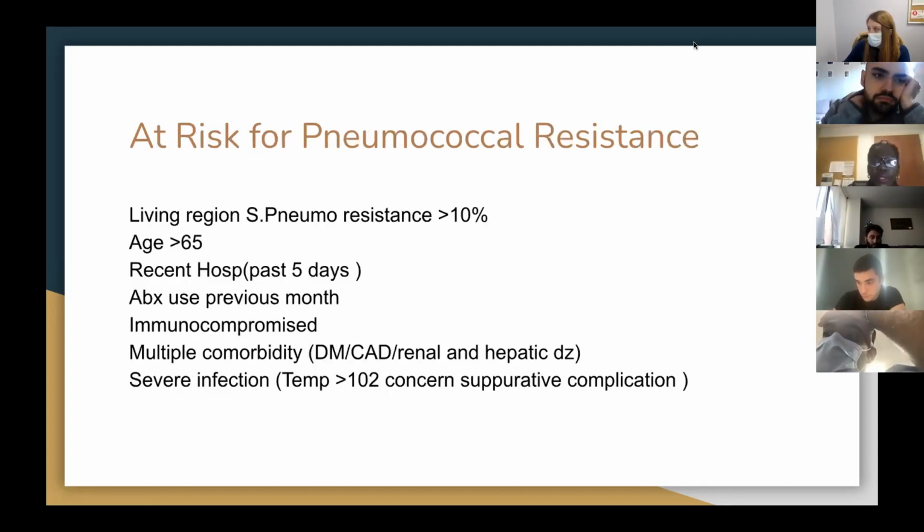So who should be considered at risk for pneumococcal resistance? People who are living in an area that has greater than 10% pneumococcal resistance. If you're above 65 years of age, recently hospitalized within the past 5 days, recent antibiotics within the past month, you are immunocompromised, you have multiple comorbidities, diabetes, hypertension, renal disease, you will be at risk. People who have severe infections with high fevers and there's concern for suppurative complication, think about those as also high risk for pneumococcal resistance.